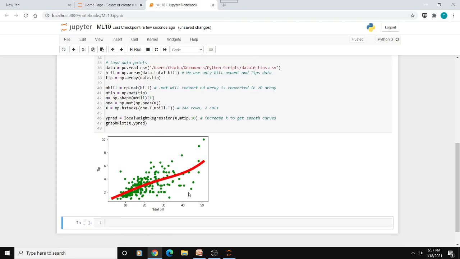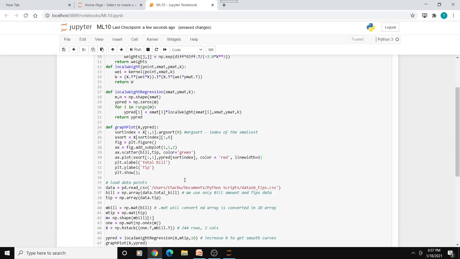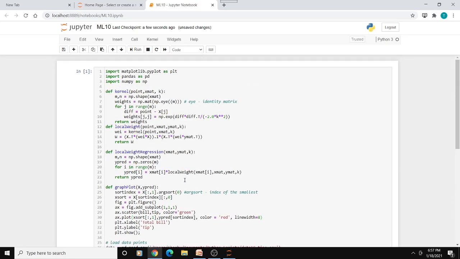Okay, not much difference, only the line width has increased, and the data points are also almost the same. It is not showing much difference. So this is the 10th program from your machine learning lab.